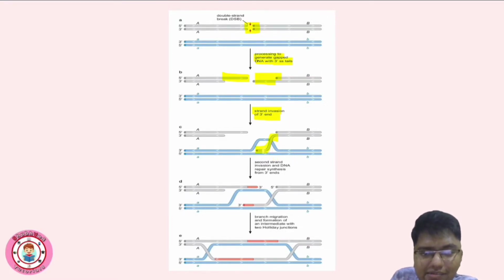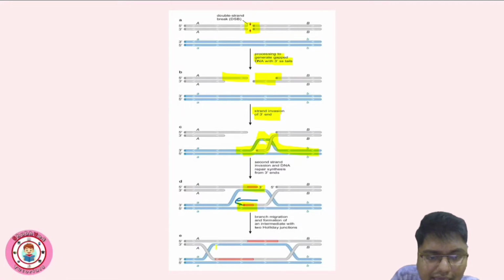Then as the strand gets invaded further, the other homologous chromosome will also come upwards. Then the strand will be synthesized. DNA synthesis will take place. So this is how the double strand break is repaired. Then the next step is branch migration. The strand enters, then this will get migrated, meaning moving further in the further direction, like this.